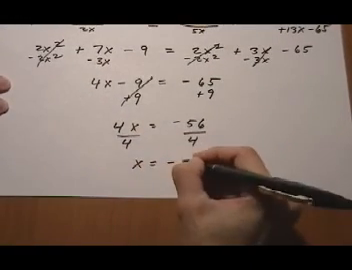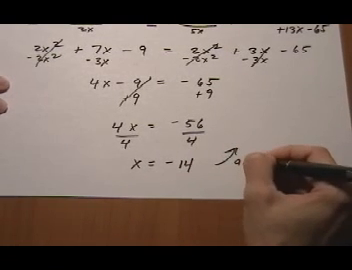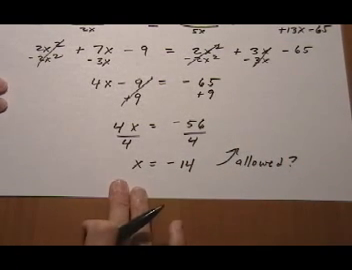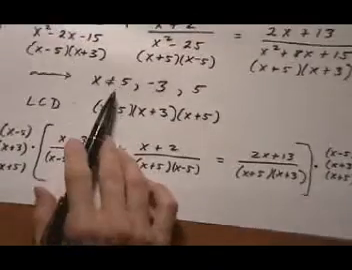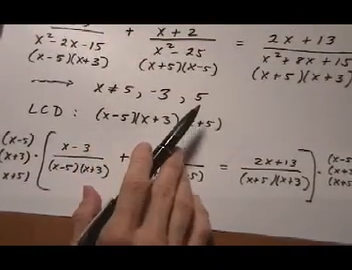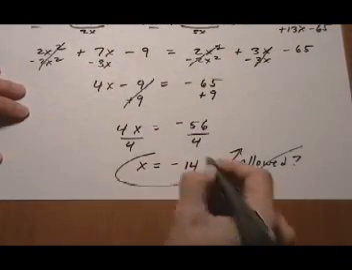X equals minus 14. And then double check to make sure it's allowed. Because remember at the very beginning, we said x could not equal certain numbers because of our denominators. X cannot equal 5, minus 3, and 5. Okay, we're all set. It is allowed. There's our answer.